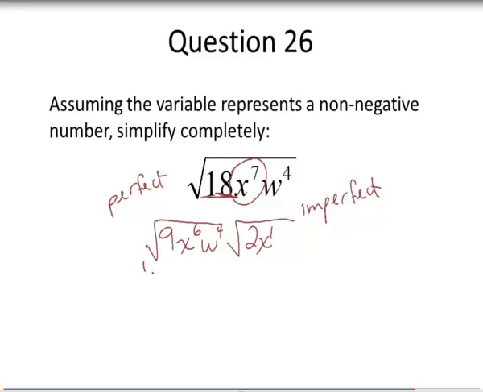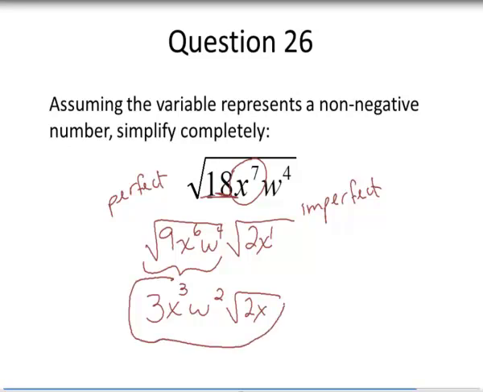All the perfects we can square root pretty easily, right? The square root of 9 is 3. The square root of x to the 6, we divide the exponent by 2, and we get x cubed. Square root of W to the 4th, we divide the exponent by 2, and we get W squared. The imperfects stay. They can't actually come out. And that's it. That's been simplified. It's the final answer.